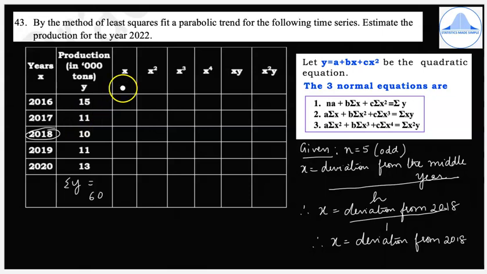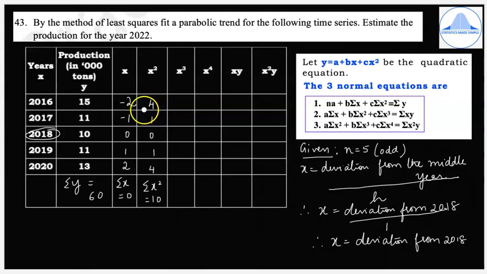So let's find x first. So it is 2016 minus 2018, which is minus 2. Similarly, 2017 minus 2018 is minus 1. Then we get 0, 1 and 2. So our aim is to make summation x equal to 0. Then find x square. So minus 2 square is 4. Remember that whenever you square a negative number, it becomes positive. So it's 4, 1, 0, 1, 4. So you get summation x square is equal to 10. Then the cube of a negative number will remain negative.